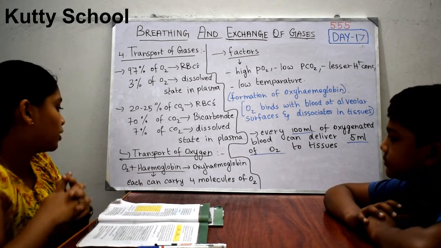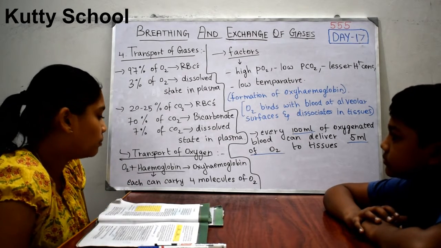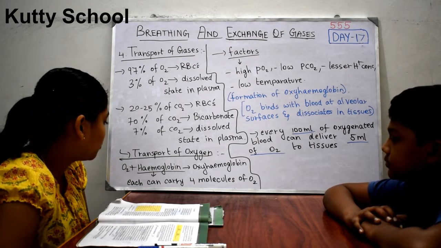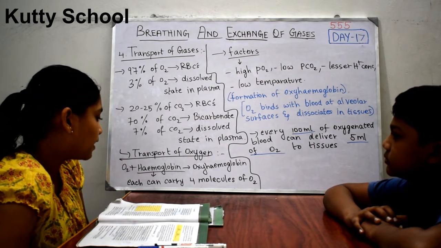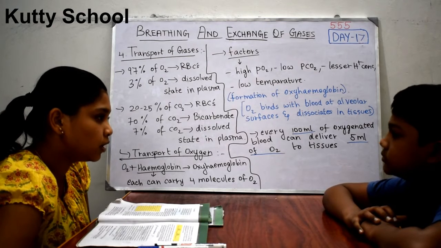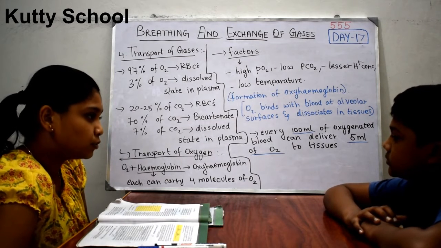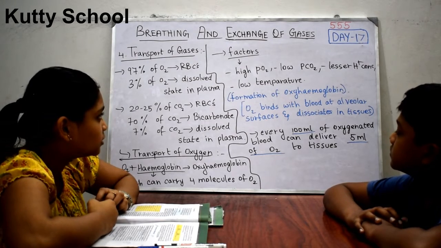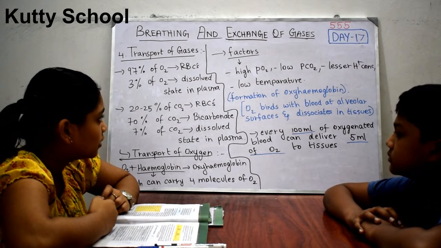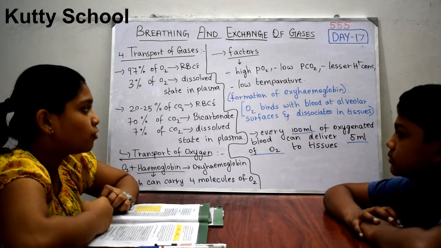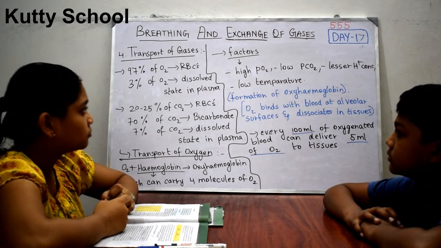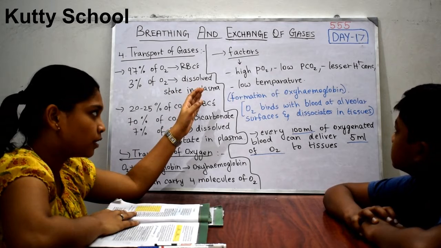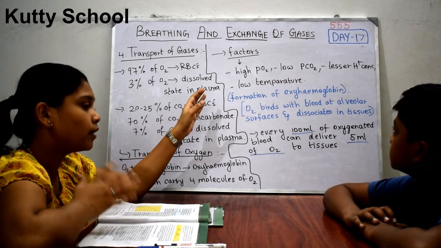When oxygen combines with hemoglobin, it becomes oxyhemoglobin. One molecule of hemoglobin can carry 4 molecules of oxygen to the tissues. Now, the factors affecting the transport of oxygen. The formation of oxyhemoglobin is favored by high partial pressure of oxygen, low partial pressure of carbon dioxide, lesser H+ concentration and low temperature.